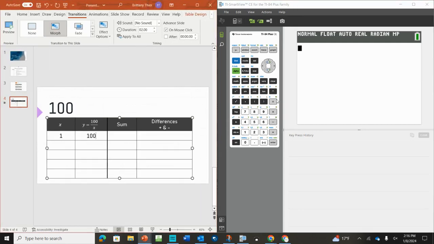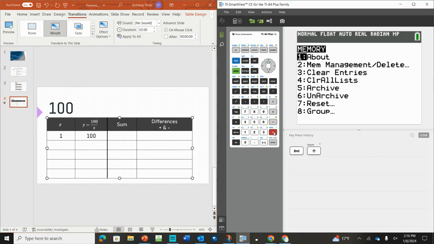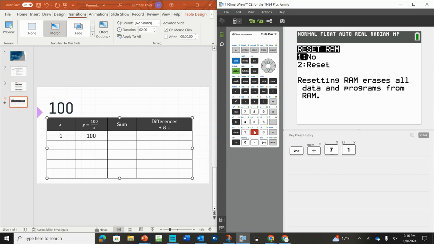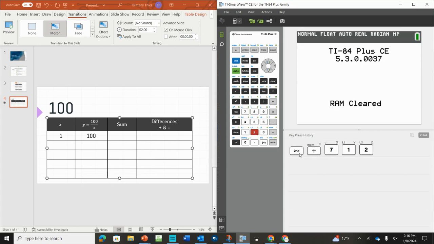I want you to clear everything. So if there's any weird settings in there, we'll get rid of that. So everyone's going to reset their calculator. So we're going to press second and then the plus sign and then 7, 1, 2. So the buttons I pushed are right here. Second plus 7, 1, 2. So now everything is all cleared out and we have a nice clean slate to work with.